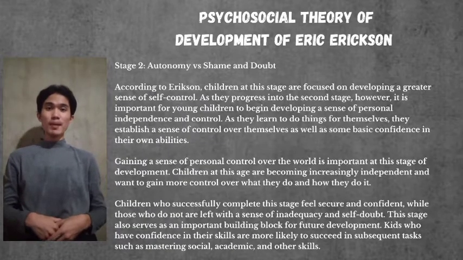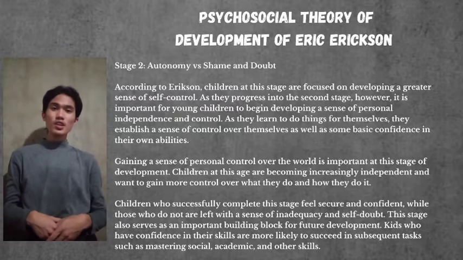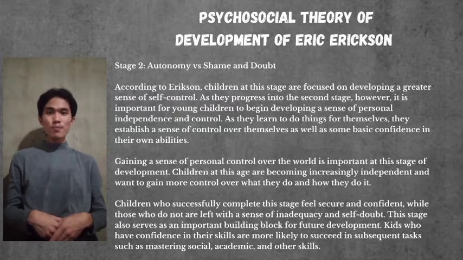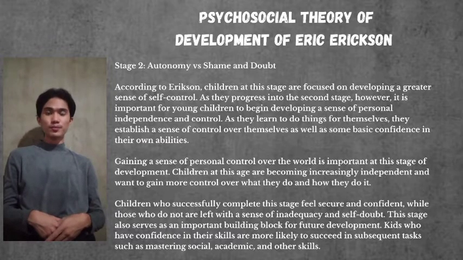Autonomy versus shame and doubt is the second stage of Erik Erikson's stages of psychosocial development. This stage occurs between the ages of 8 months to around age 2 or 3 years. According to Erikson, children at this stage are focused on developing a greater sense of self-control.